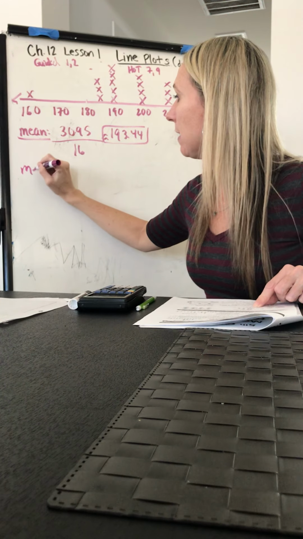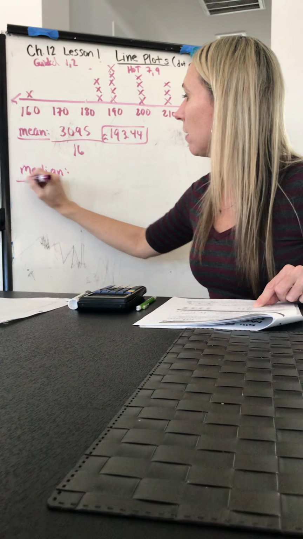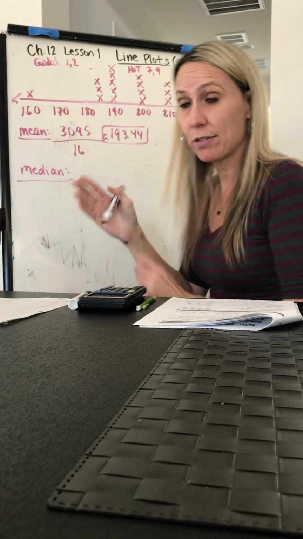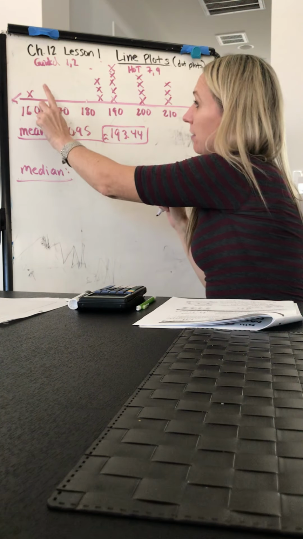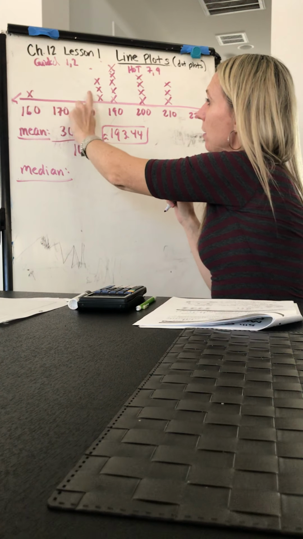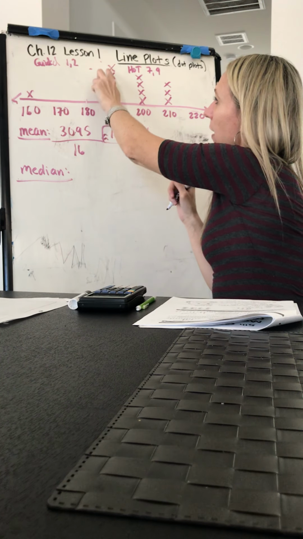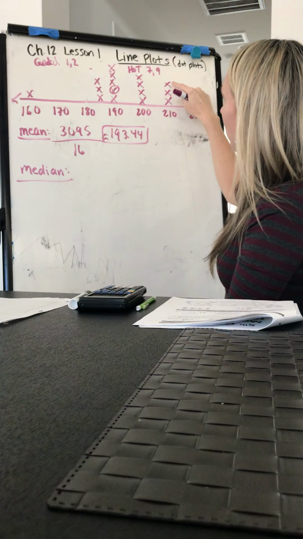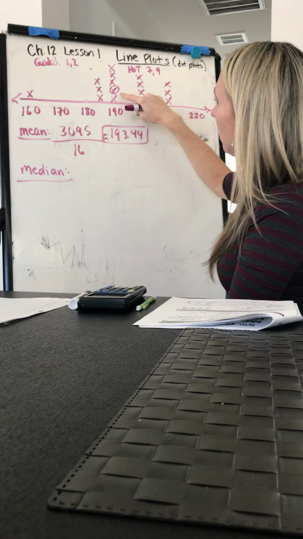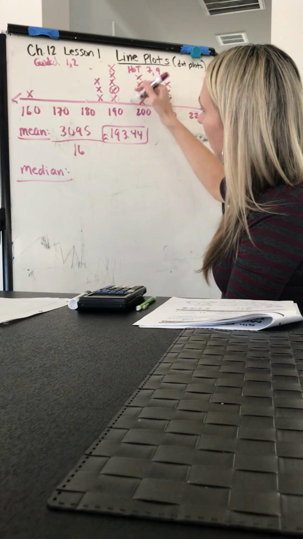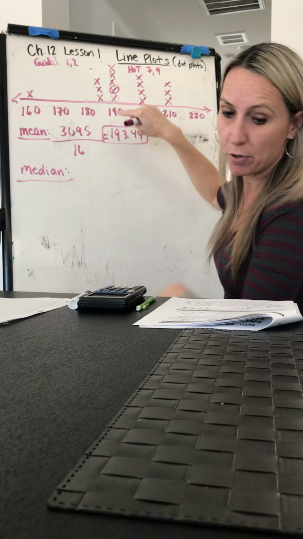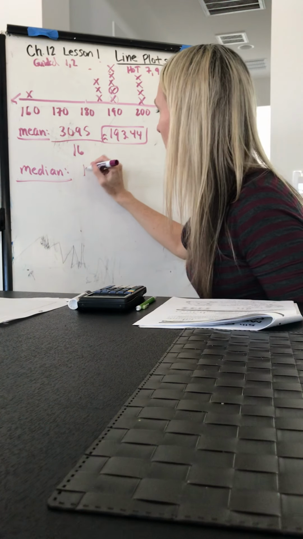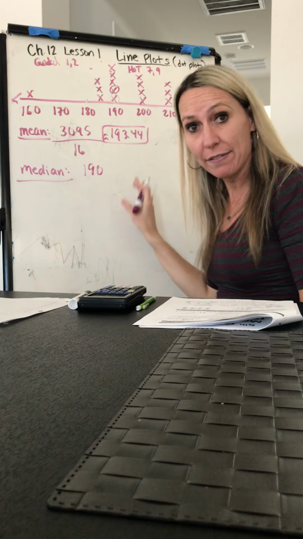Okay, now we're going to find the median, which is our middle number. There's 16 pieces of data, so if you cut 16 right in the middle, that's going to be 8, so it's going to be between the 8th and 9th. So I'm going to go 8 places here, 1, 2, 3, 4, 5, 6, 7, 8, which is right here. And then you can go 1 through 8 here. So this is actually the 8th and the 9th piece, and they're both at 190. So it's just 190. If those were different numbers, you'd add them and divide by 2.